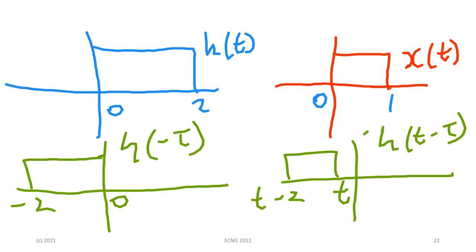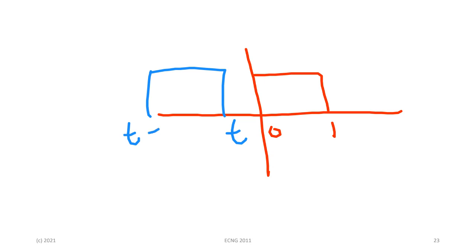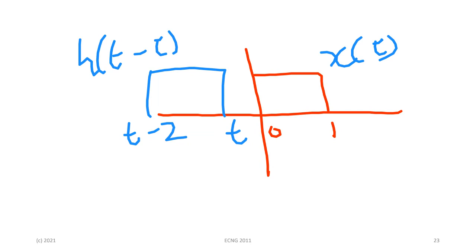So the zone of overlap: we have X, going from 0 to 1, and H(t minus tau), which is t and t minus 2. So this is H(t minus tau), and this is X(tau). As we see, the first zone, of no interaction, is t less than 0. So for t less than 0, we have nothing.